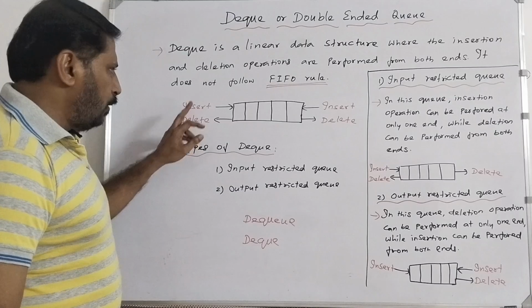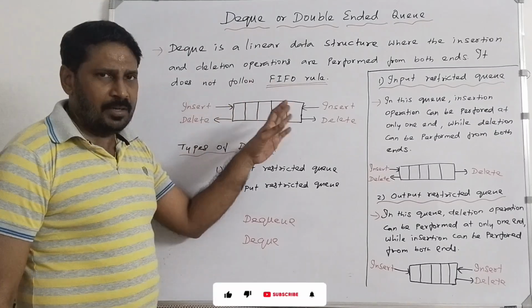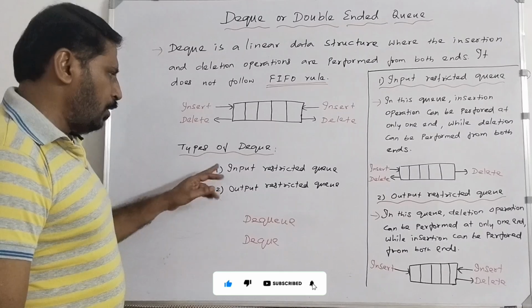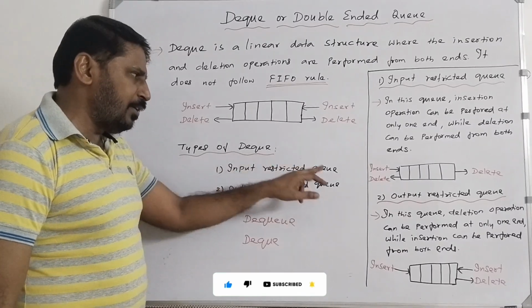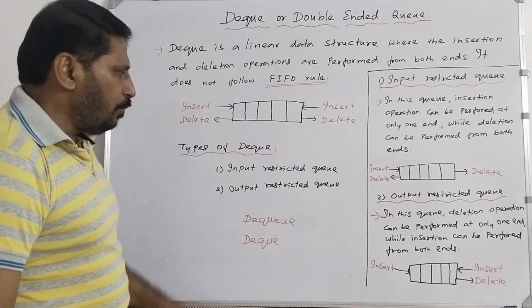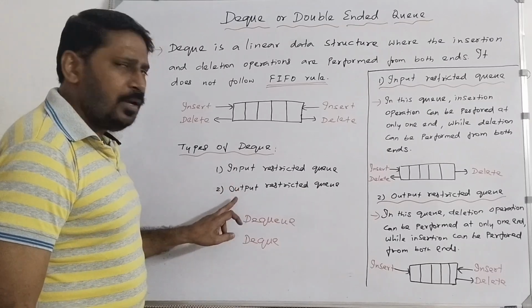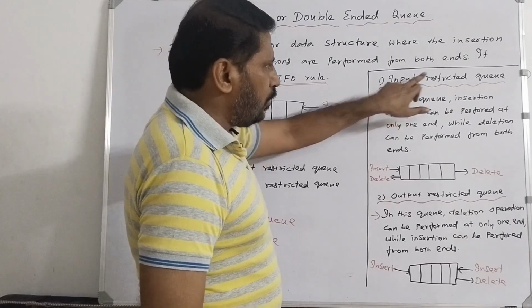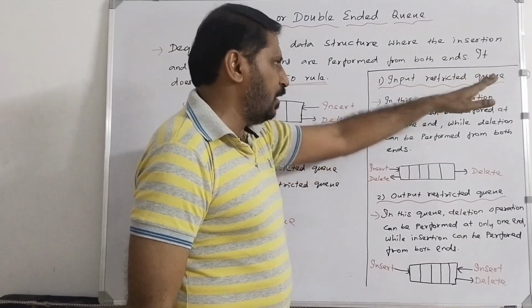Okay. As far as the double-ended queue is concerned, there are two types. One is the input restricted queue, and the other is the output restricted queue. What do you mean by input restricted? What do you mean by output restricted? Here it is given as input restricted queue.